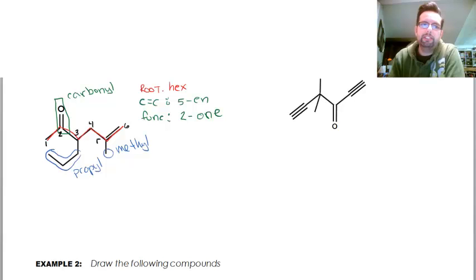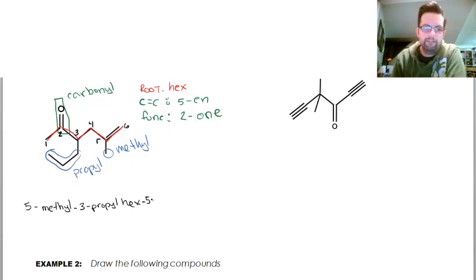We're then now going to put it all together, listing our substituents in alphabetical order. So this is going to be 5-methyl, 3-propyl, hex-5-ene-2-one.